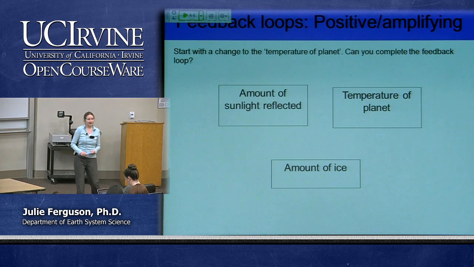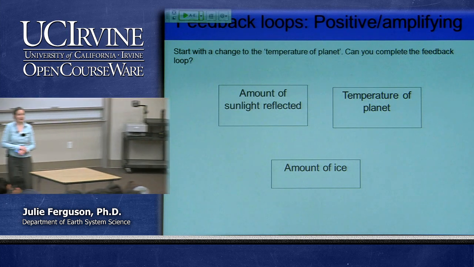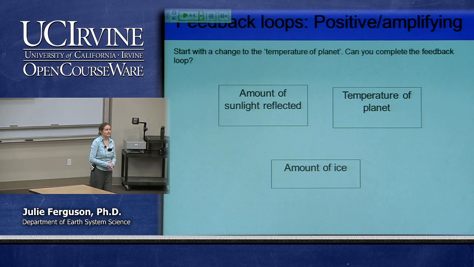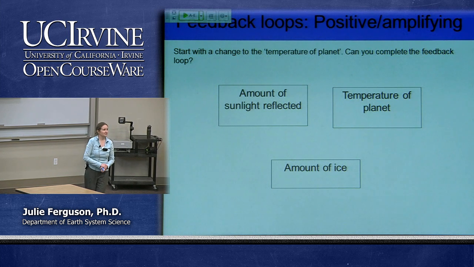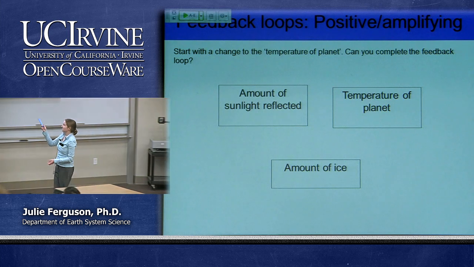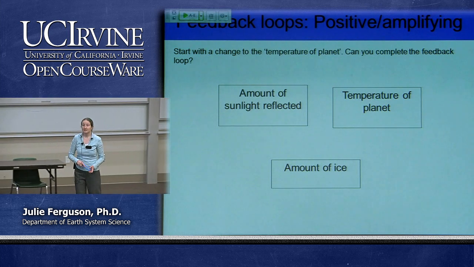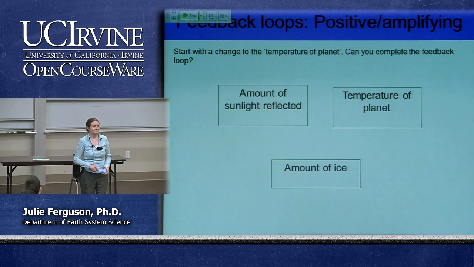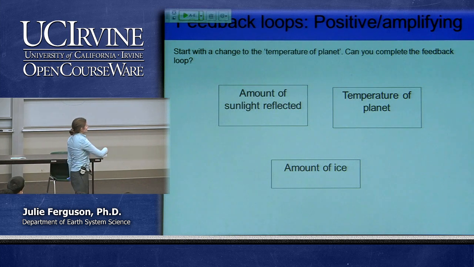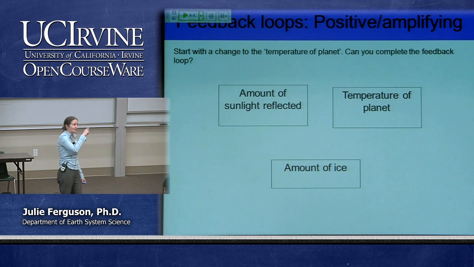Okay, well, I'm afraid that we're running out of time, so I'm going to have to move on. But hopefully you've had a chance to think about this. If I increase the temperature of my planet, what do I do to the amount of ice? I decrease it. So what sort of arrow am I going to draw? The circle at the end. If I'm decreasing the amount of ice, how much sunlight am I going to reflect? Less. So I've decreased the amount of ice, and that leads to a decrease in the amount of sunlight reflected. So it's a normal arrow.